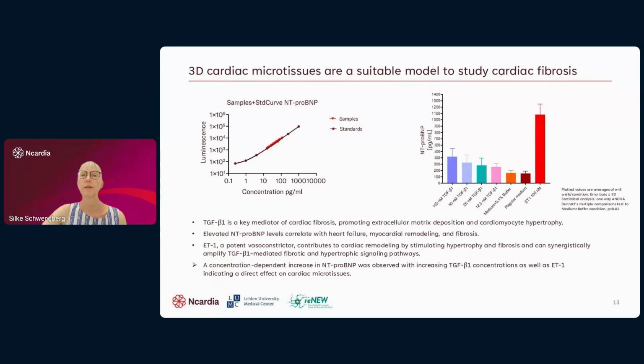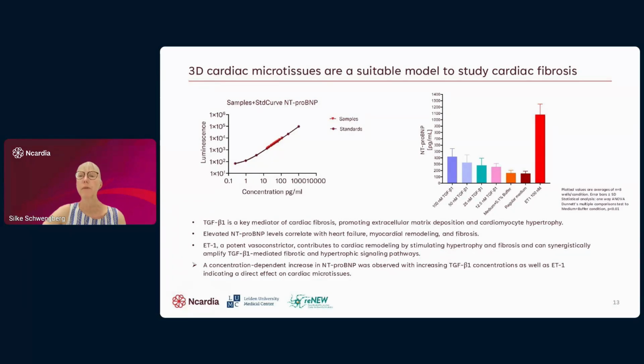What we also tested is if you could use the cardiac microtissues to study cardiac fibrosis. And this was really, say, a shotgun experiment, just one try to check what we can get out of it. So in this particular case, we challenged the microtissues with increasing concentrations of TGF-beta, which is a key mediator of cardiac fibrosis, which would then promote extracellular matrix deposition and also cardiomyocyte hypertrophy. And one of the best markers to measure cardiomyocyte hypertrophy is actually the release of NT-proBNP. And that's exactly what we did here in this experiment.